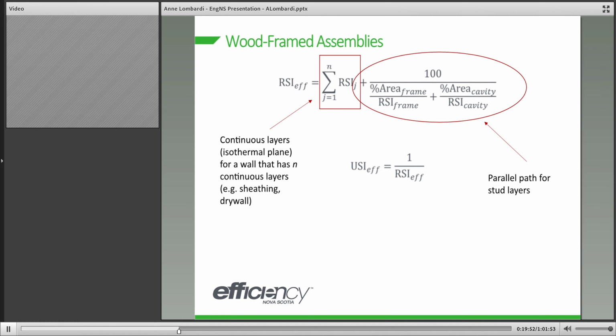This is where you have a stud layer with cavity insulation, and those percentages in that formula can come from the National Building Code. The percentages include some generic estimates for extra framing underneath windows or corners, headers, etc. So you plug all those numbers in there, get the RSI effective, and then get the USI effective as the reciprocal. So great.